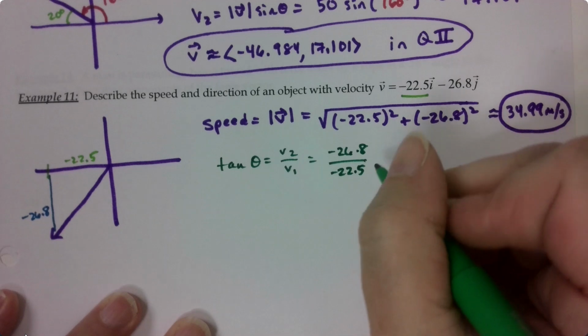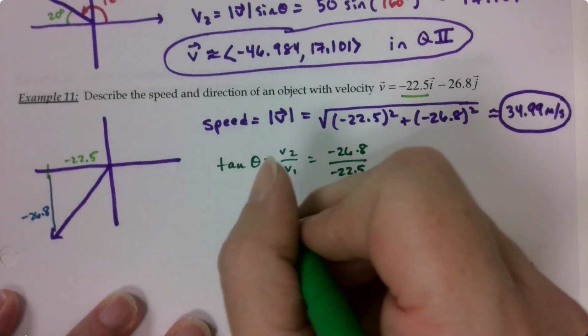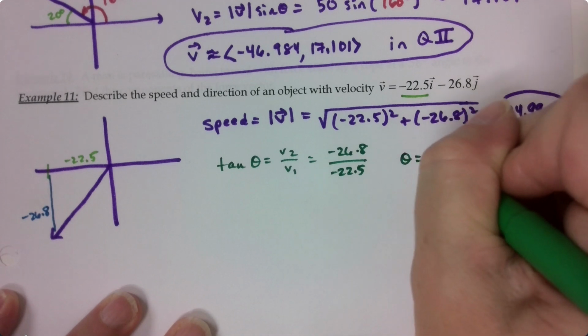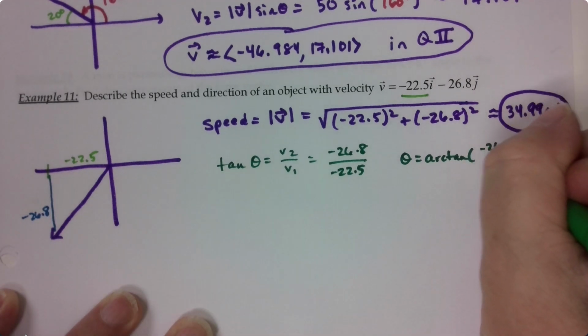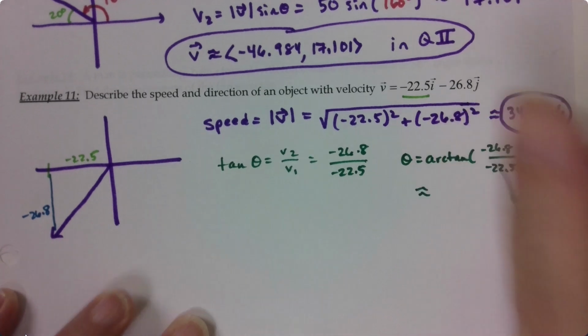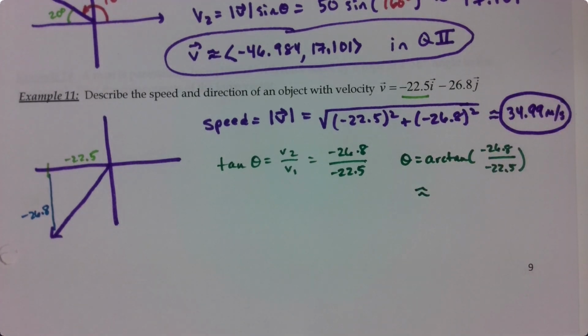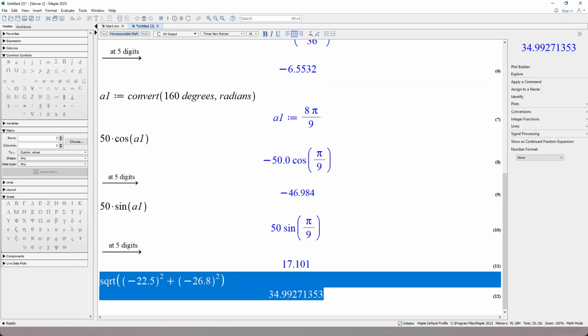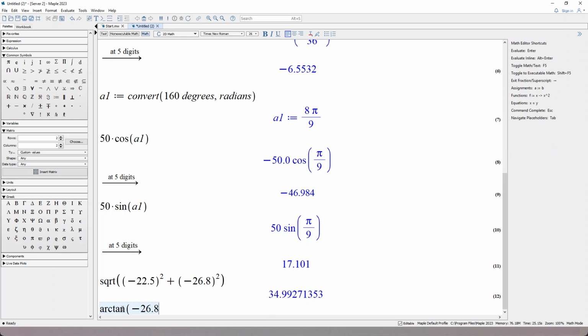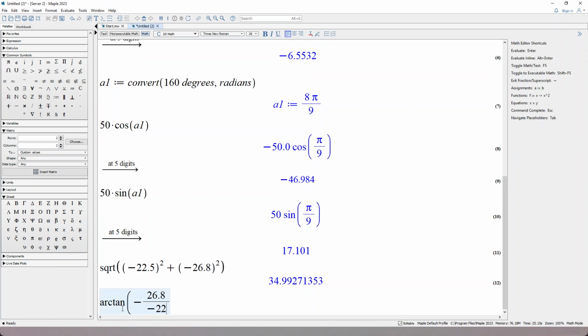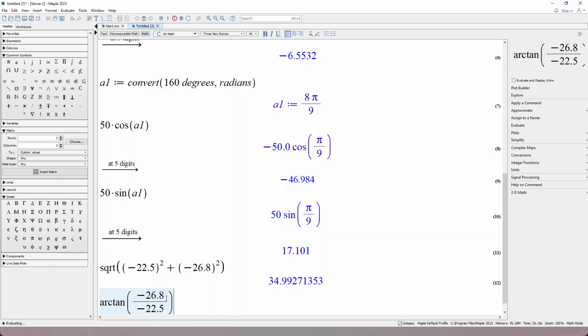Okay, so that means that theta would be the arctangent of negative 26.8 over negative 22.5, sort of. So at this point, you have to remember pre-calc. There's some issues with theta. I could do this in Maple: arctan of negative 26.8 divided by negative 22.5. However, it's not going to like me. It's going to do it in radians, so it's going to give me the angle in radians, which isn't really what I'm looking for.